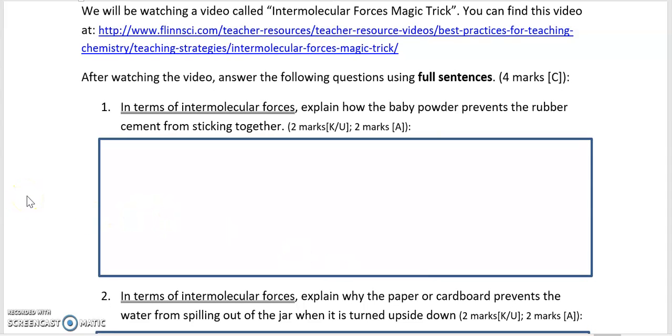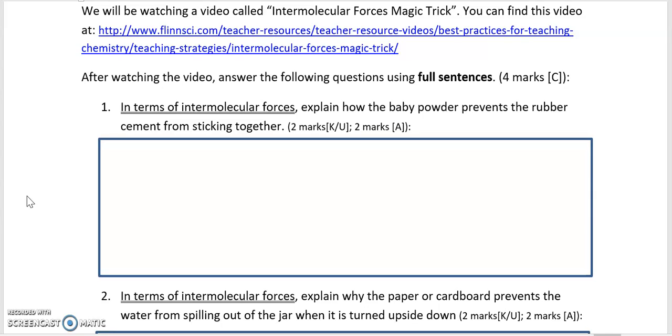Now for each question, as you notice, I double underlined in terms of intermolecular forces. So what I'm looking for in your answers is, can you explain those forces? Intermolecular forces, again, are London dispersion, dipole-dipole, and hydrogen bonding. So you're going to be using those to explain what's happening. The objective of this assignment is to see, can you figure out what's happening on a very, very small level based on what you're seeing on a very large level.